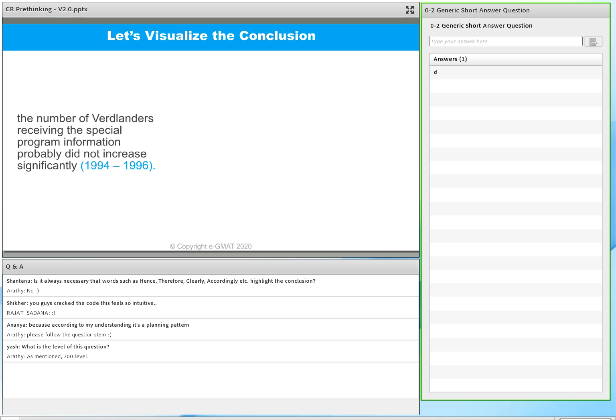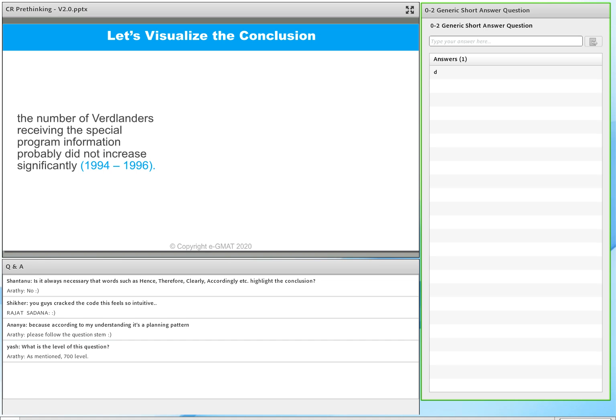Identifying the conclusion is very simple. The conclusion says the number of Verlanders, let's call them V's. Wordlanders. I'm going to discuss this question probably 100 times, and it's still a tongue twister for me. So let's call them V's. The number of V's receiving special program information probably did not increase significantly during these two years.